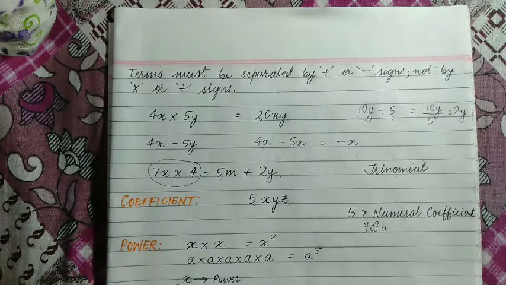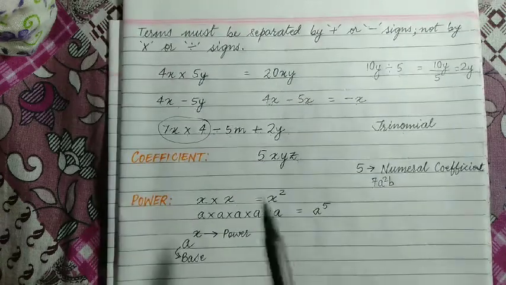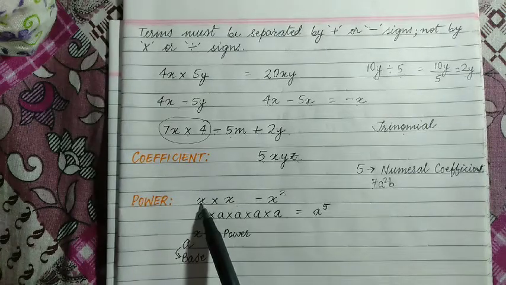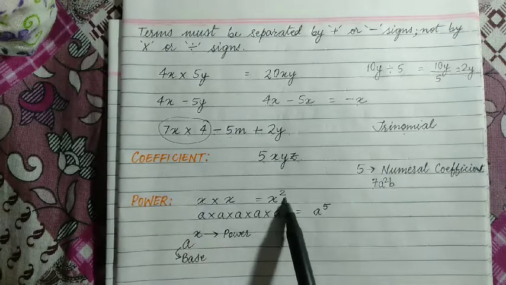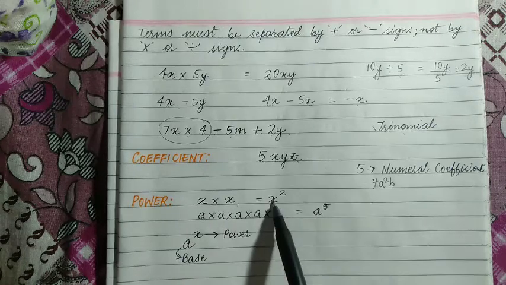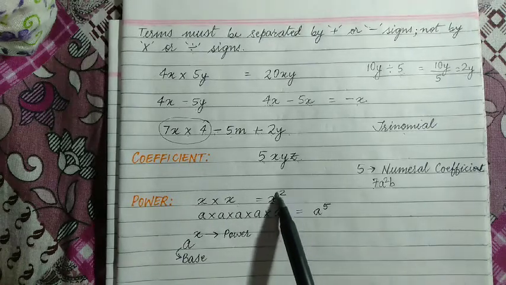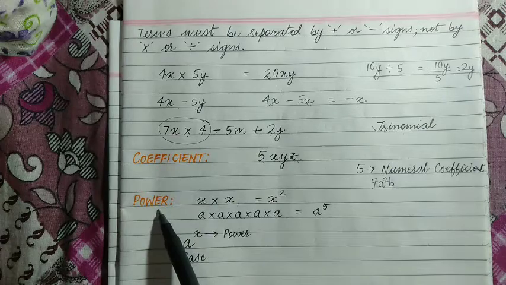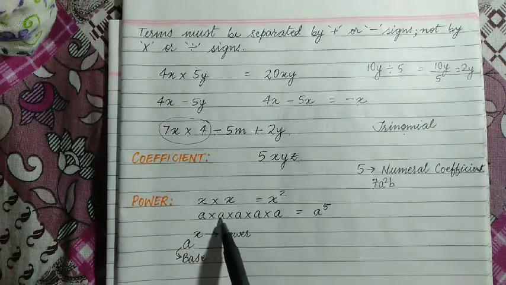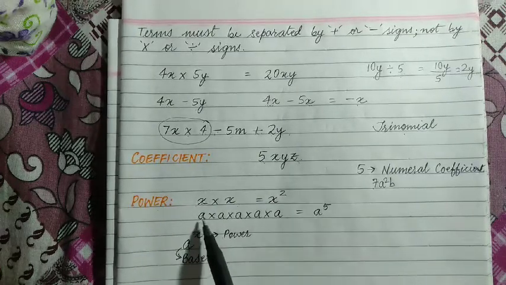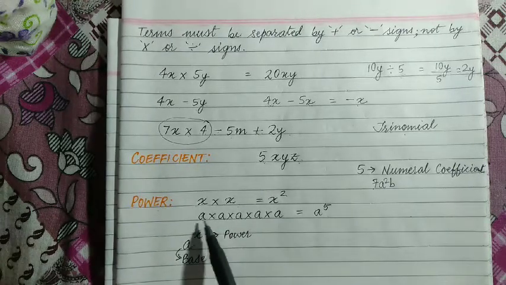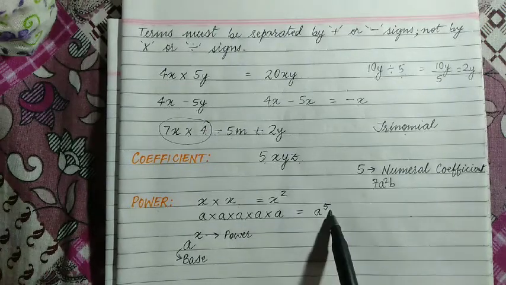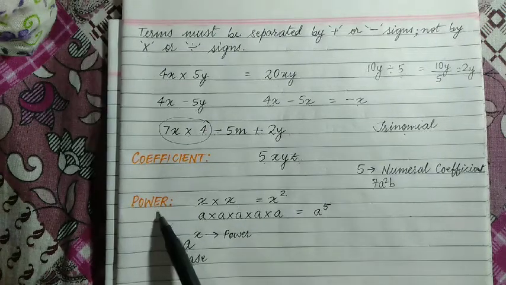Next is power. We all know that when any term gets multiplied with itself, we write x into x as x to the power 2. So this 2 is called a power. Similarly, a into a into a into a into a, how many a's are there? If you count, there are 5 a's. So we write it as a to the power 5. So this 5 is the power.